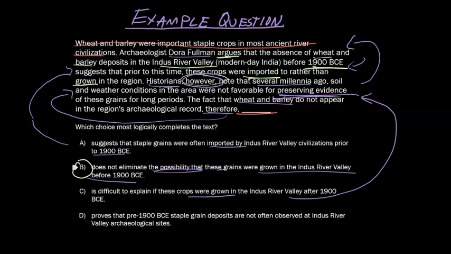Proves that pre-1900 BC staple grain deposits are not often observed in Indus River Valley archaeological sites. Well, we know this. We know that they can't really find anything because there's no way to preserve the evidence in the soil, right? We know this, but that's not related to this idea. This therefore connects to the however. Again, we're using transition words, right? And this idea here is not mentioning this fact. This was kind of the first part of the paragraph here. And that's all you need to know for your inferences.